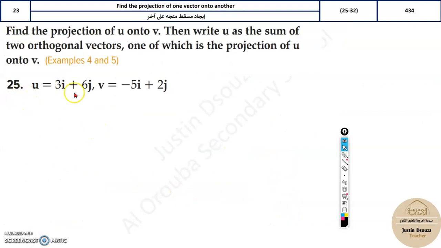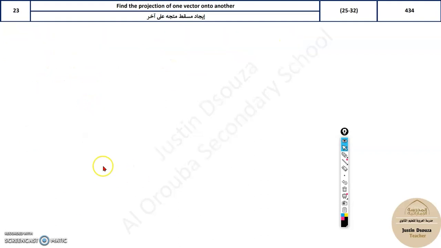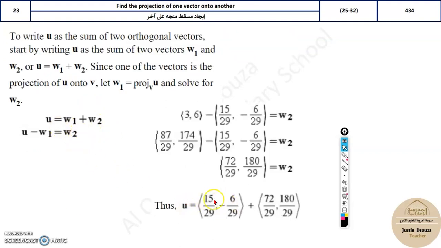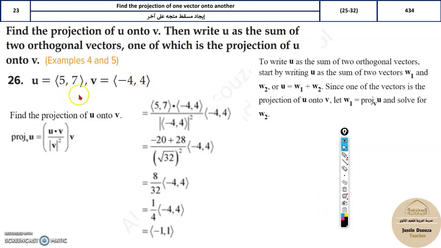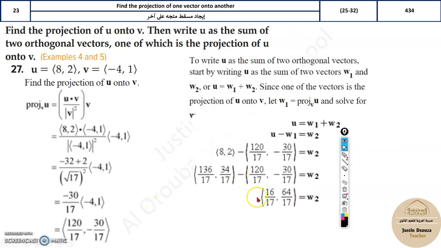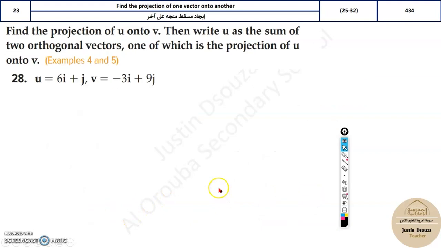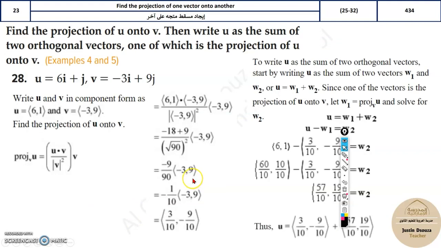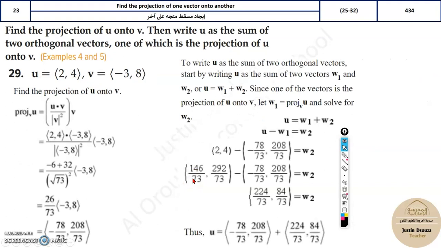You can try many. Over here, the same thing they asked: the projection of u onto v, and write it as the sum of two orthogonal vectors. The same process is followed, and finally you will have to write u in terms of two orthogonal vectors, W1 and W2. Please do it by yourself and then check the answers. All the answers and solutions are over here. Just make sure to find W1, that's the projection, then W2, and then write it as the sum. It's pretty straightforward.